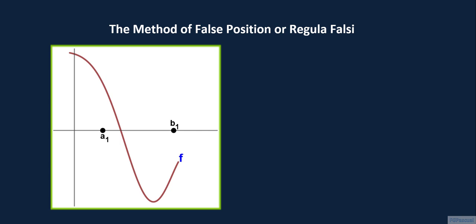In this lecture, we are going to talk about the method of false position, or the Regula Falsi method. The method of false position, or the Regula Falsi method, is a linear interpolation method used for finding an approximation for a solution of the single variable equation f of x equals 0.